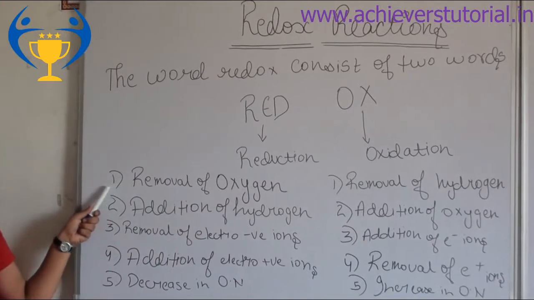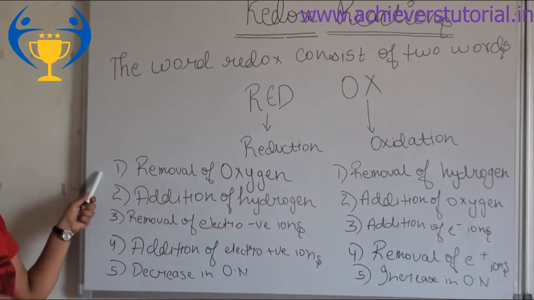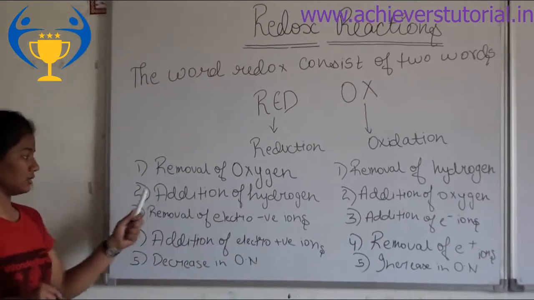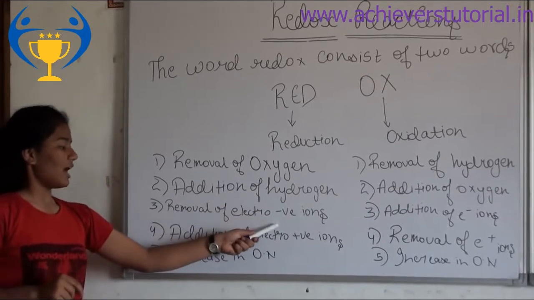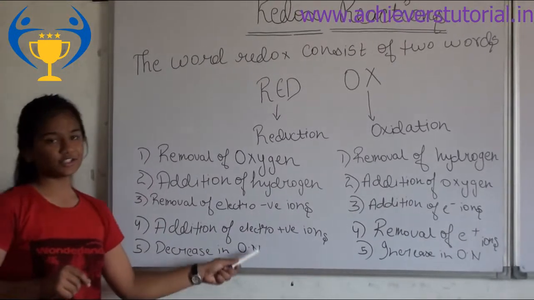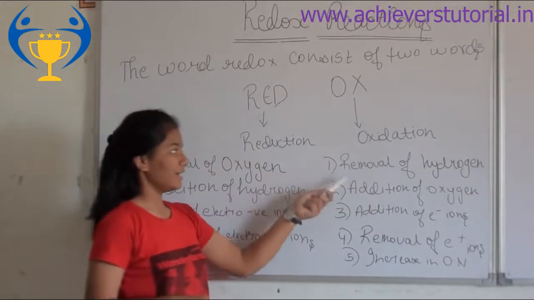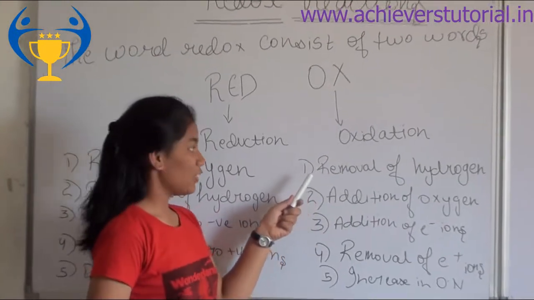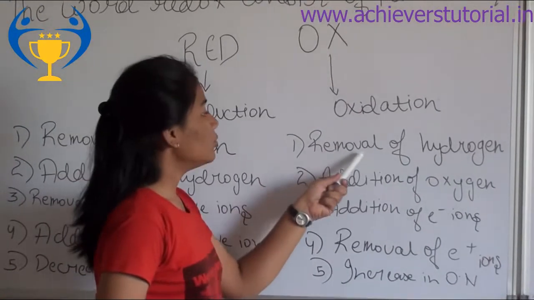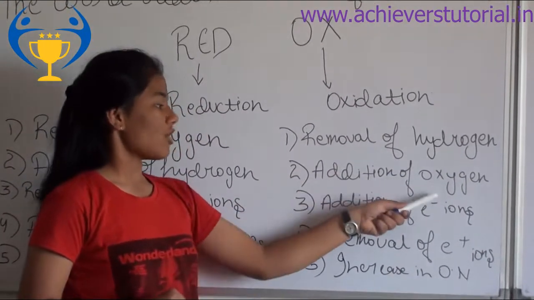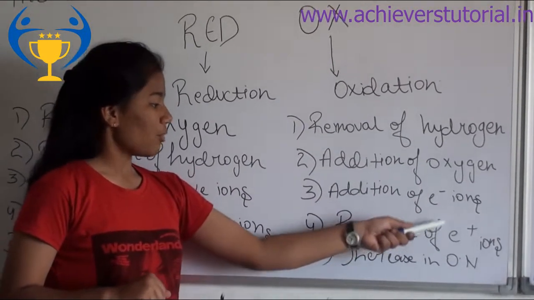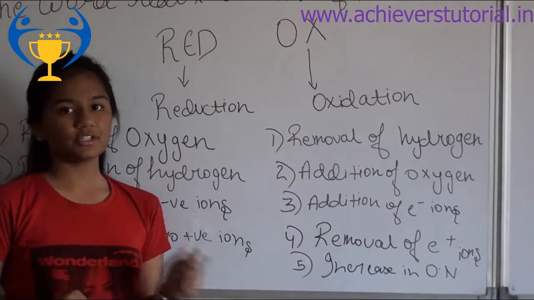So, reduction consists of the removal of oxygen, addition of hydrogen, removal of electronegative ions, addition of electropositive ions, and decrease in oxidation number. On the other hand, oxidation is a process which consists of these 5 steps: removal of hydrogen, addition of oxygen, addition of electronegative ions, removal of electropositive ions, and increase in oxidation number.